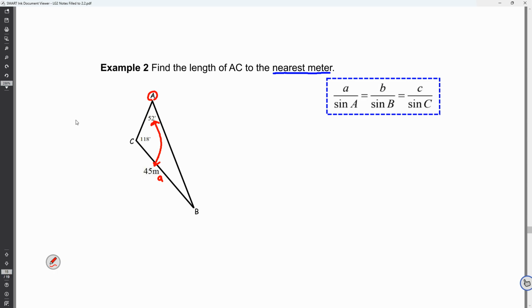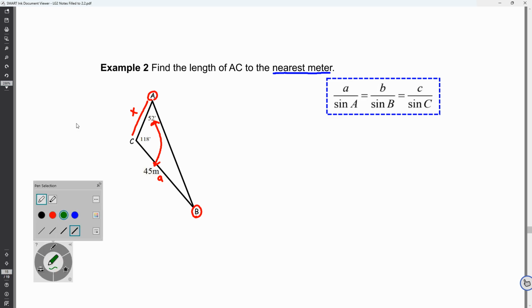Now, they're asking for the length of AC. Okay, well, length of AC is right over here, so I'm going to label that my x. And we don't know that. But in order to find the value of x, we need to know angle B. We don't know that either. How do we solve that?